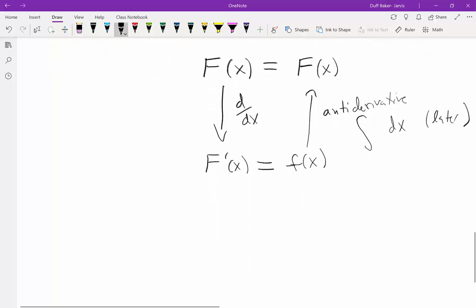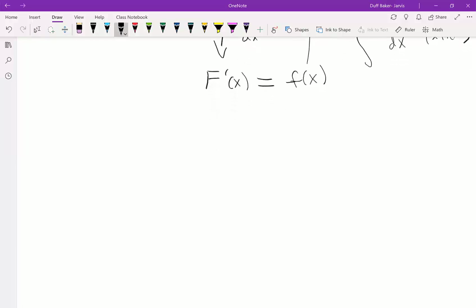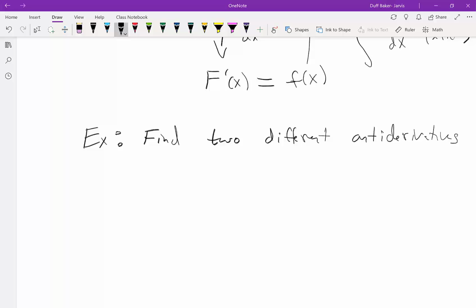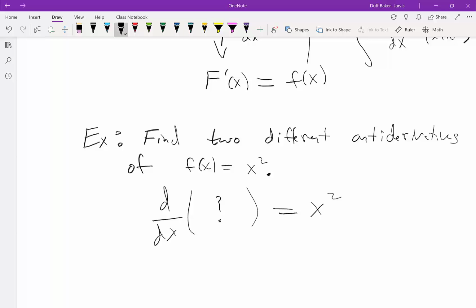Okay, so let's see a simple example of that. Like we just kind of did this. So let's find two different antiderivatives of x squared. Okay. So we want something that when we take its derivative, so we're saying like the derivative of what is x squared. And whatever goes in this slot is our antiderivative.